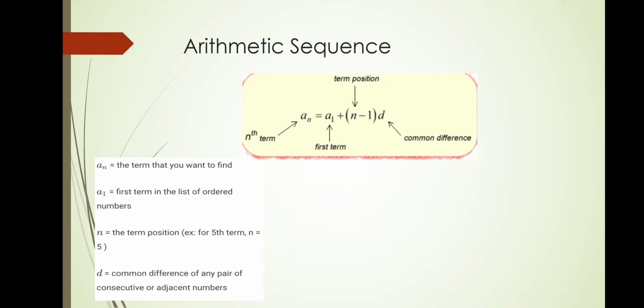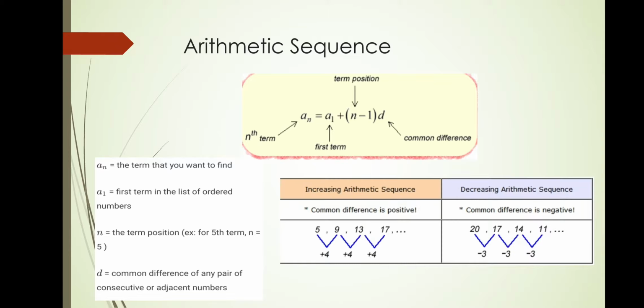So, for example, 2, 4, 6, 8, yung 6 siya ay pang third term, so n is equal to 3. And D is the common difference of any pair of consecutive and or adjacent numbers. Yung as what I said a while ago, the common difference or yung pare-parehas na difference between terms.